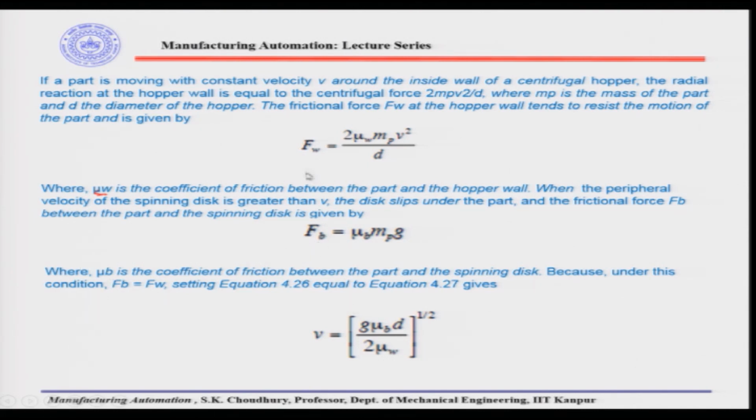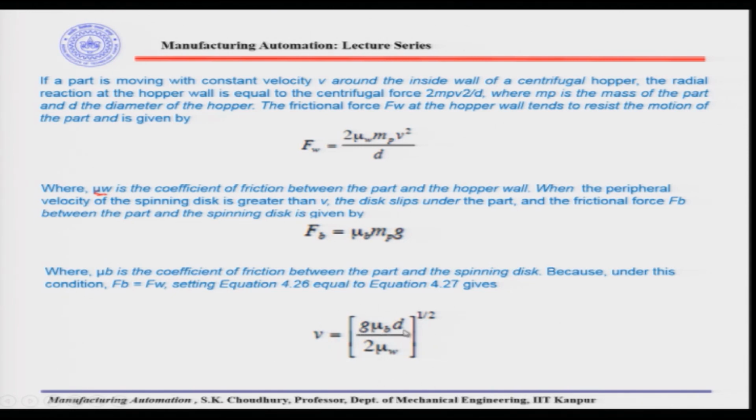Now, Fb and Fw are the same, we said, because the material of the spinning disc and the wall is assumed to be the same, and therefore Fb is equal to Fw. From here we can find out the velocity v at which the parts are moving, that will be equal to this factor.